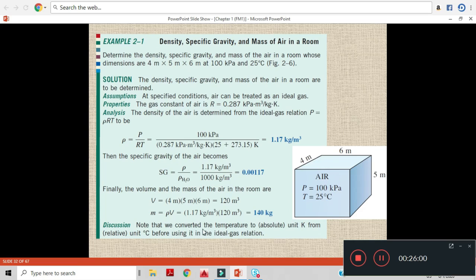Note that we converted the temperature to the absolute unit K from the relative unit degree centigrade before using the ideal gas relationship. So you must keep that in mind.